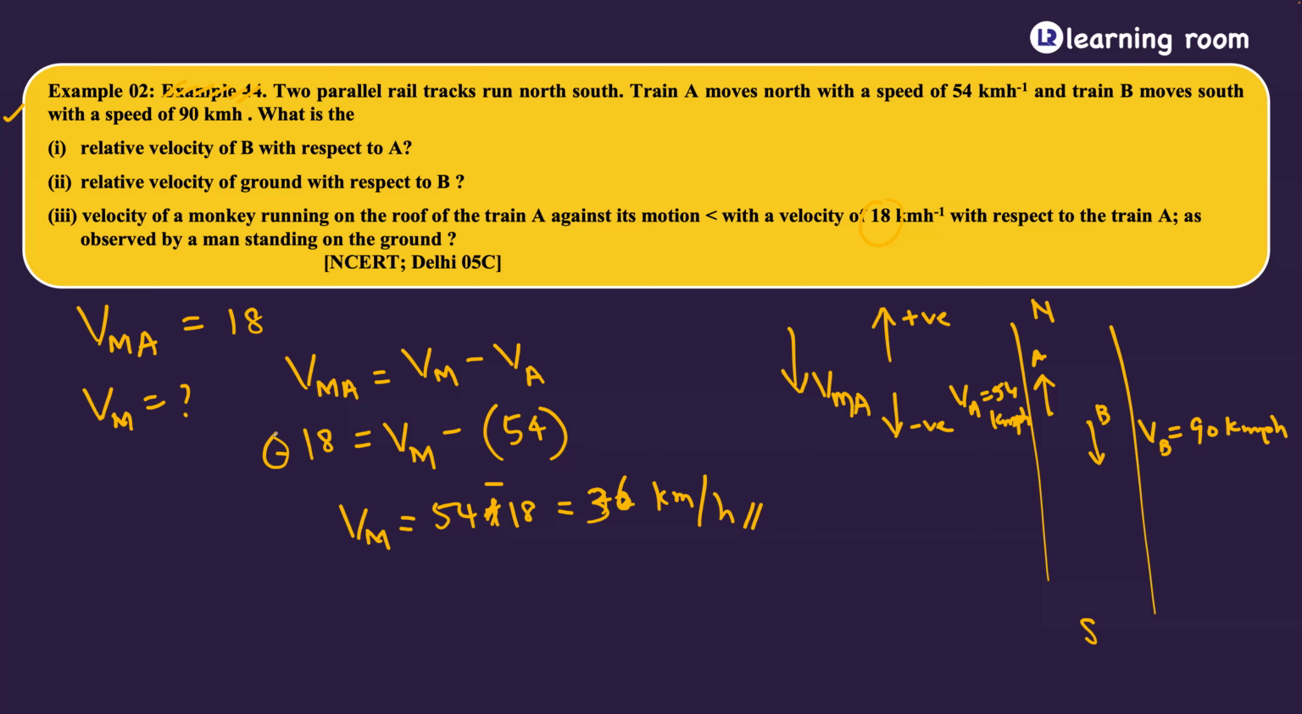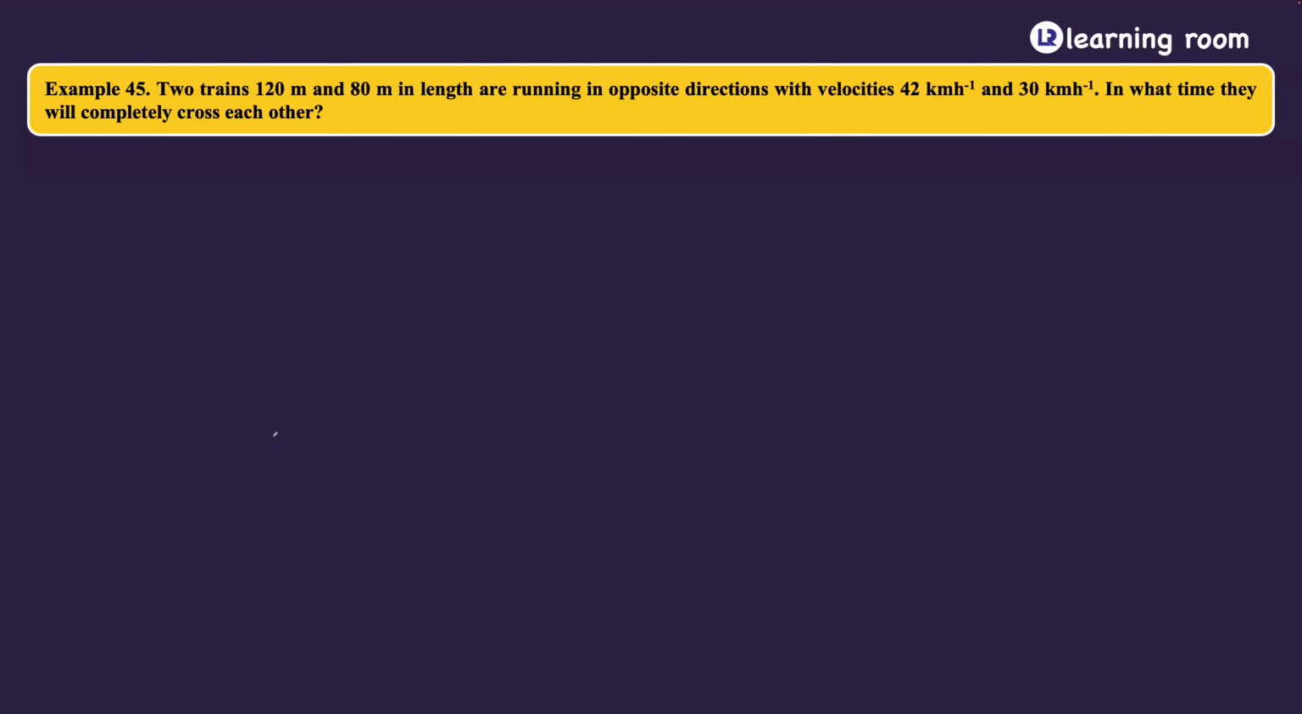So what is the meaning of this 36? But 1 minute, velocity of monkey. Here, what they are trying to say is the velocity of this with respect to A as observed by a man standing on the ground. Okay. So it is 36. Clear with this? Can you try this one?